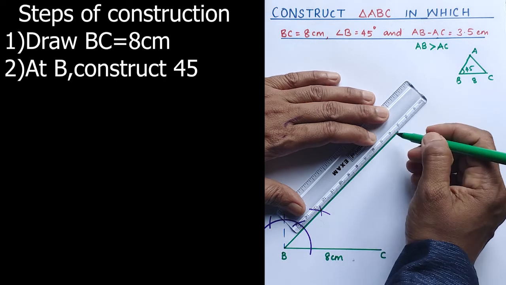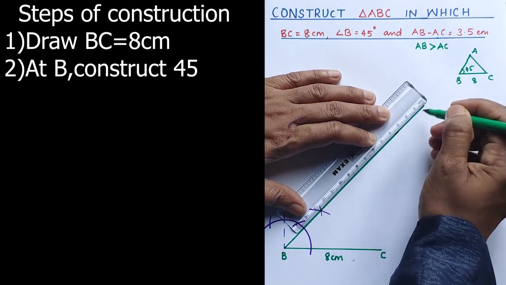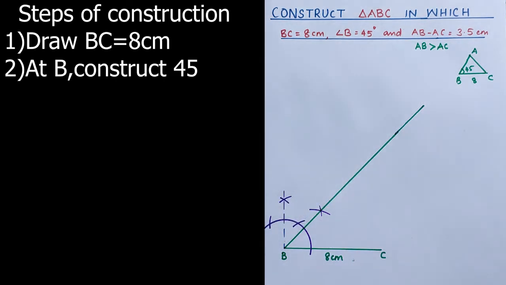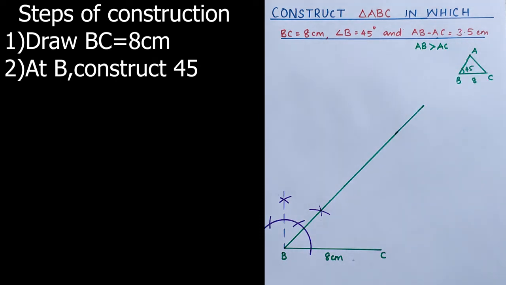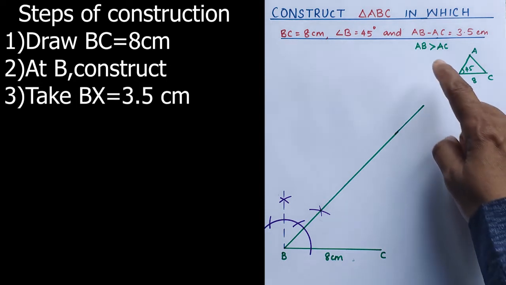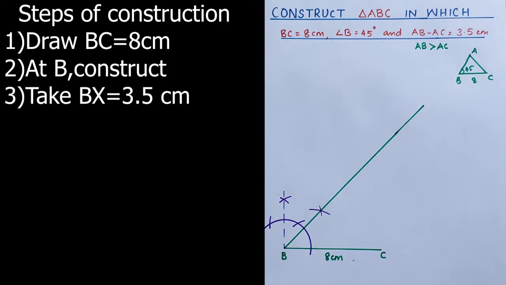Same as we did when the sum of the other two sides was given, in my previous video we have done that first part. This is question number 2. For question number 1 we have done. Okay, now next part is AB minus AC equal to 3.5. It is given. So AB minus AC, 3.5 centimeter, we have to take.